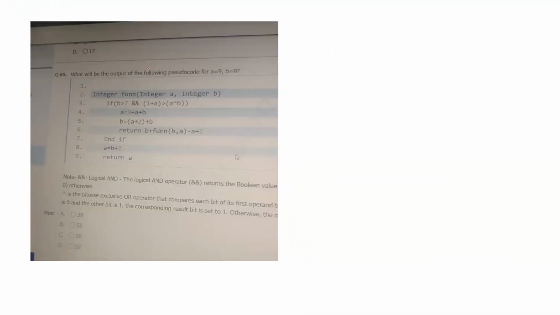We have to determine the output of the following pseudocode where the value of A equal to 9 and B equal to 9, right? So this is the function taking A and B values. A is 9 and B is 9. Now here we have an if condition: if B greater than 7. B value is 9, 9 is greater than 7. And 1 plus A, that is 9 plus 1, 10, greater than A XOR B. A is 9 and B is also 9, right?